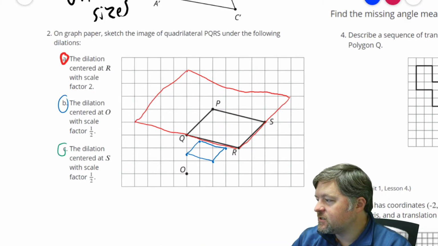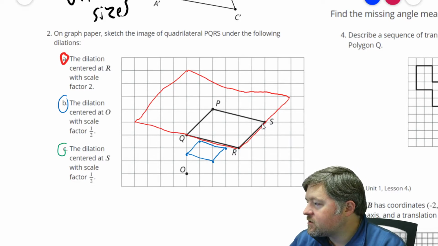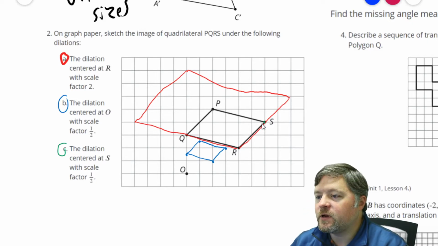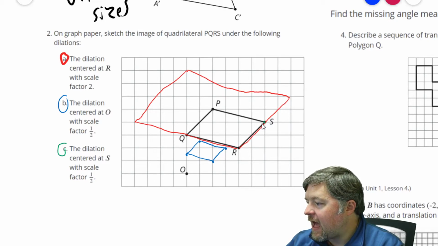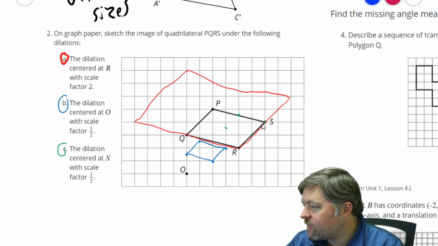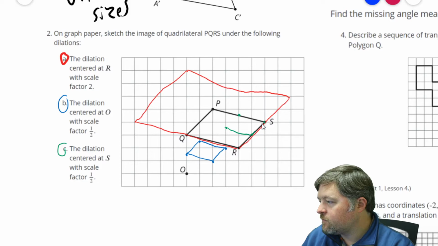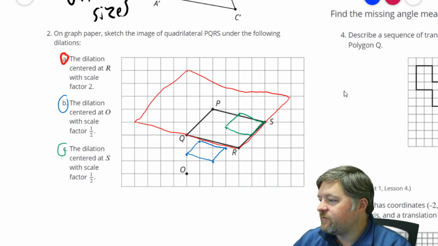Now we have a dilation centered at point S with a scale factor of 1/2. Well, point S is 0 units away, so the new one will still be at point S. From S to P is up 1 over 4, so we're going to go up 1/2 and over 2. R is down 2 over 2, so we go down 1 over 1. And Q is over 6 and down 1, so we're going to go over 3 and down a half. There. Dilation centered at S with a scale factor of 1/2.